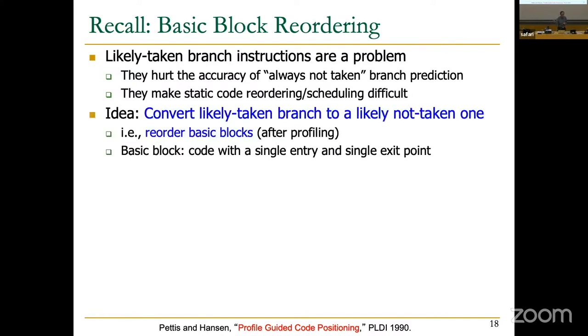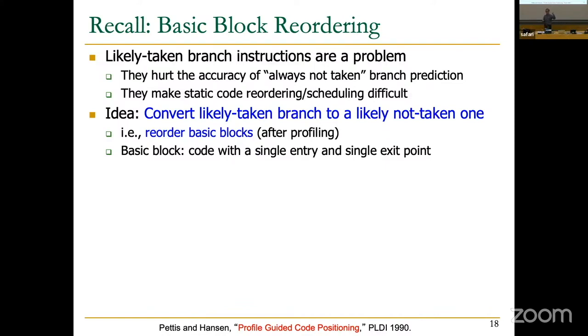So what was basic block reordering? If you remember, the idea was to convert the likely taken branch to a likely not taken one by reordering the code, that is, by reordering the basic blocks after profiling. So what's a basic block? Just to remind you, this is code with a single entry point. Whenever you enter code, you execute whatever is inside this basic block, and then you exit. You exit to one other basic block or this other basic block, right? It could be a branch. So you're guaranteed to have a single entry and a single exit. And these are very good blocks.